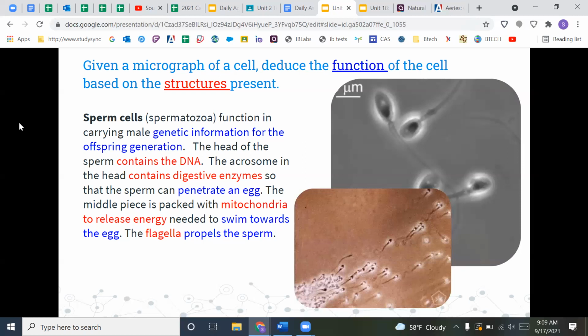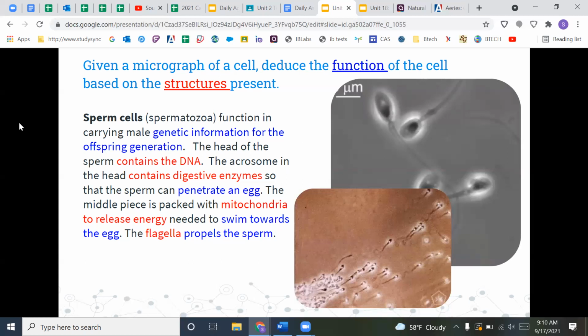Actually, sorry, I lied. There's 4 sections. Mitochondria, again, they have a lot of mitochondria because they need to propel themselves. They need to swim. And then again, the last structure would be the flagella. Not all eukaryotic cells have a flagella, but sperm cells do because it is their way to propel themselves throughout their journey. So we have 4 structure functions.